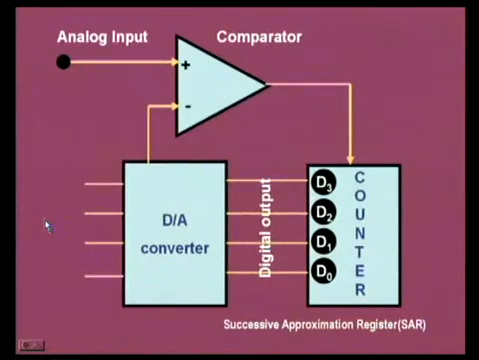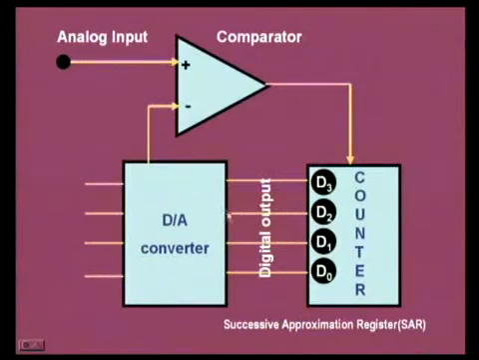Here you can see a digital to analog converter put inside, a register called the successive approximation register, and a comparator, usually an operational amplifier. The required analog input is fed to one input of the comparator. It is compared with the DAC output. The register holds the digital data, and that is taken as the digital output.